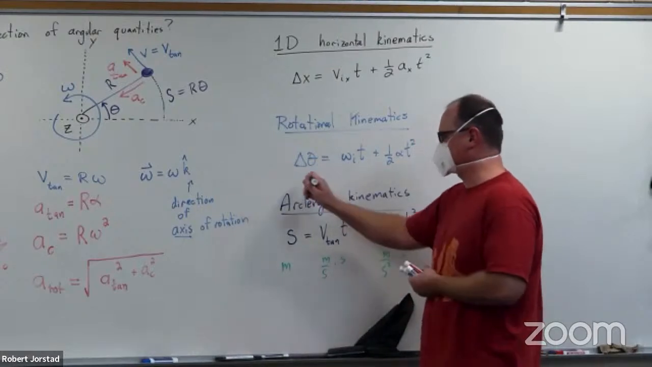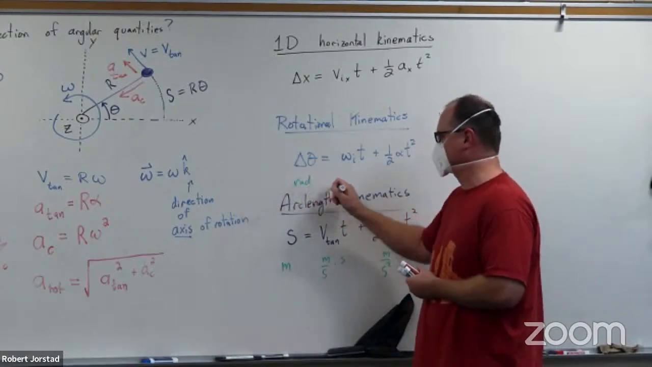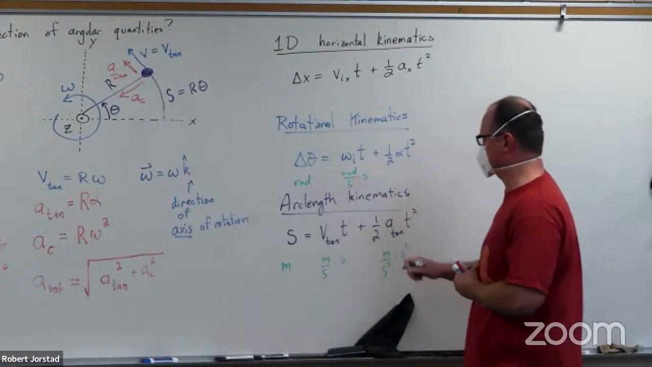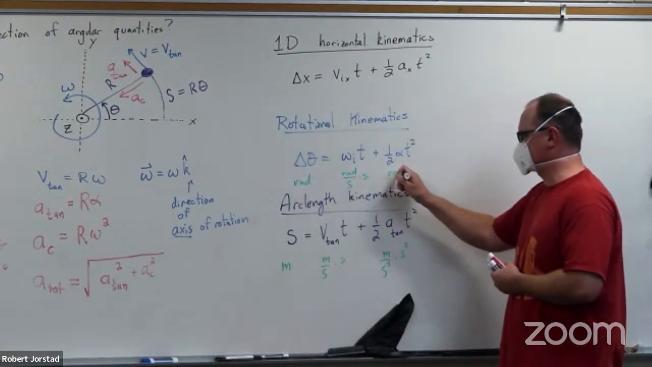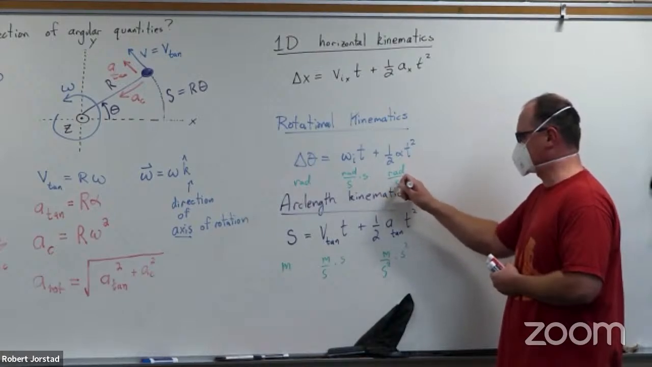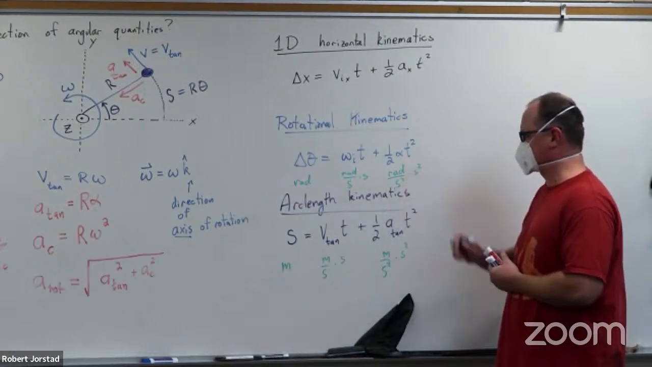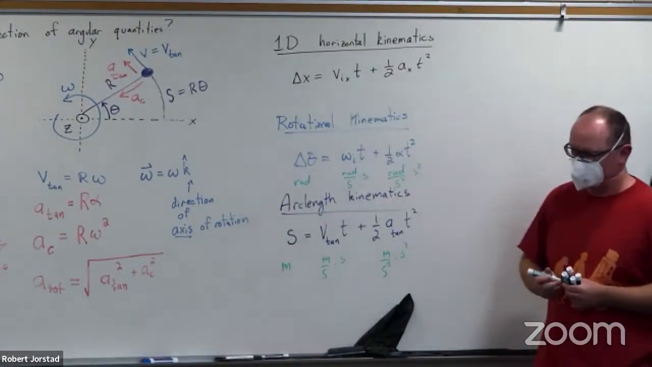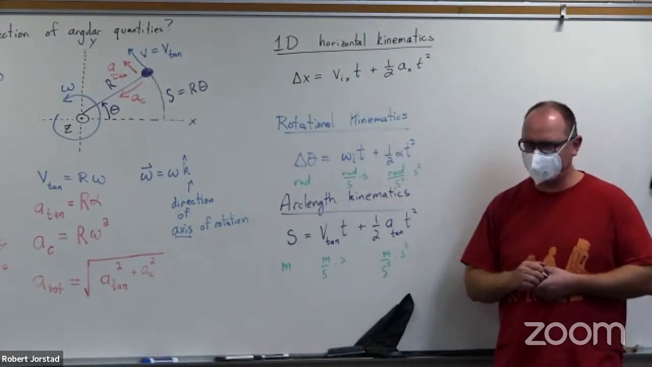This is talking about radians. This is radians per second times seconds. And this is radians per second squared times second squared. And then up here, it's the same meters per second. So far, so good?